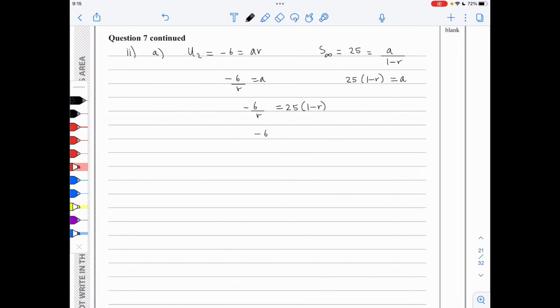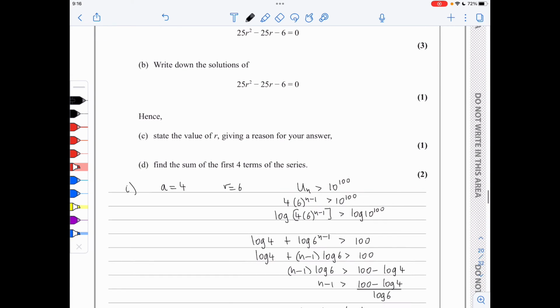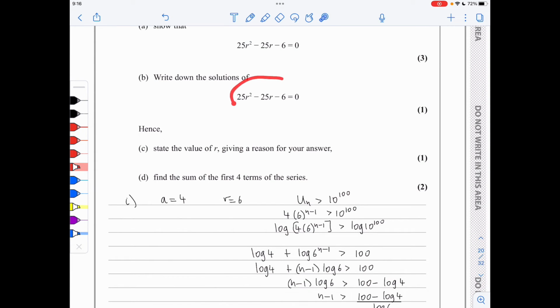So -6 over r is 25 minus 25r. I will cross multiply to get 25r minus 25r squared. So 25r squared minus 25r minus 6 is 0, as required. That was the a part here. And then we need to write down the solutions.